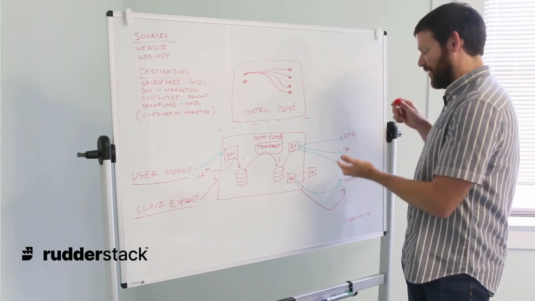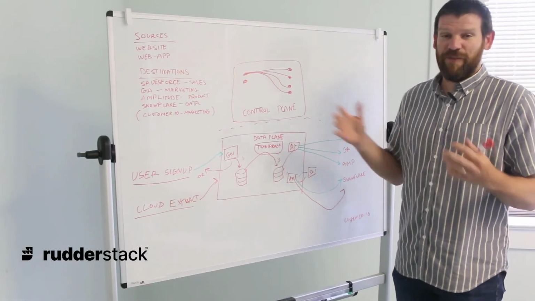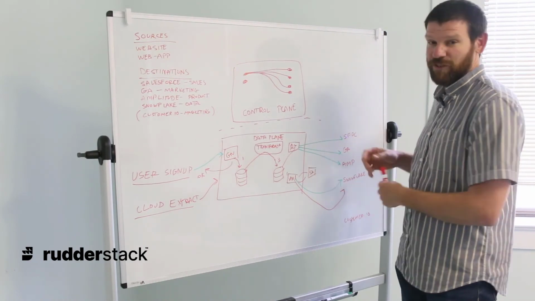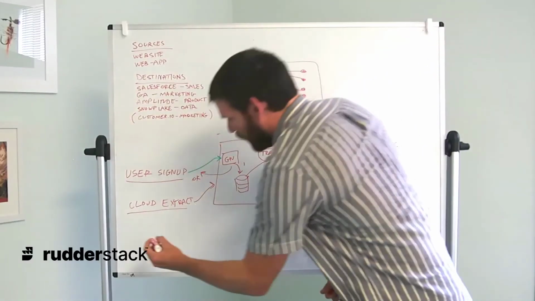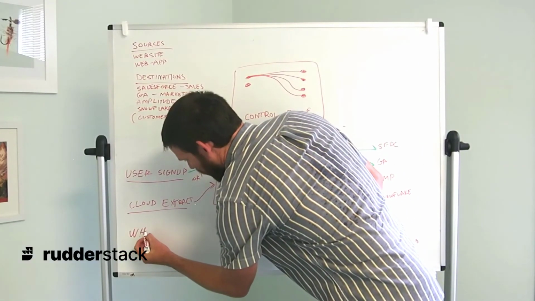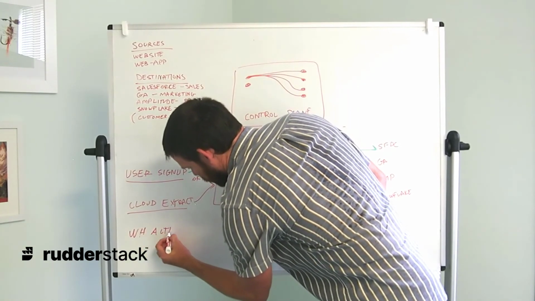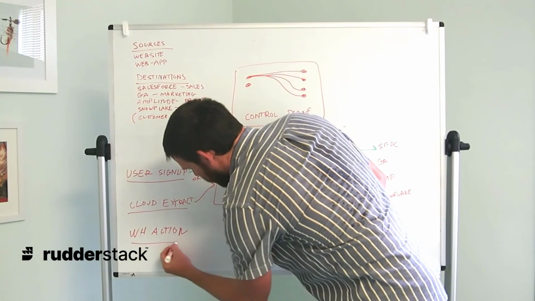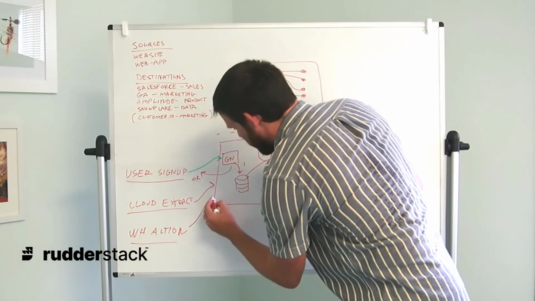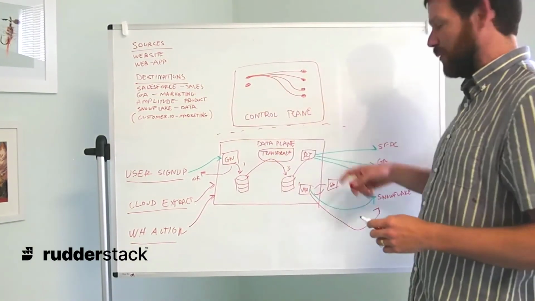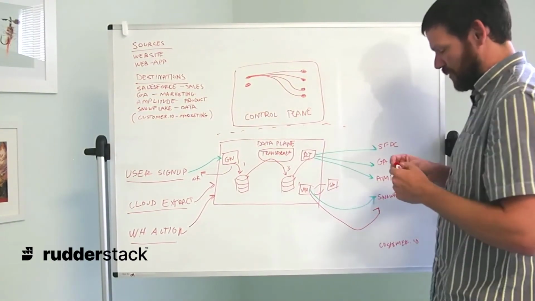So now that we have this enriched data in our warehouse, we have to figure out how to get this gold back through to other downstream tools. So that's where Warehouse Actions come in. So Warehouse Actions is RudderStack's essentially reverse ETL tool, which is going to send data from your warehouse back through RudderStack and then back to your downstream destinations.